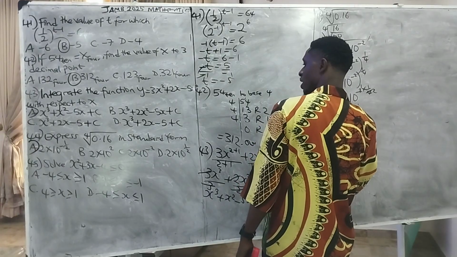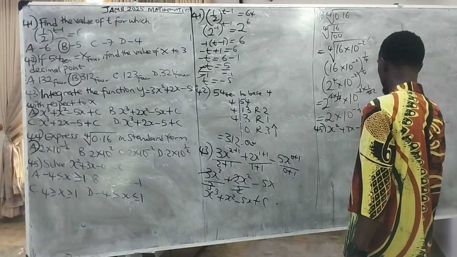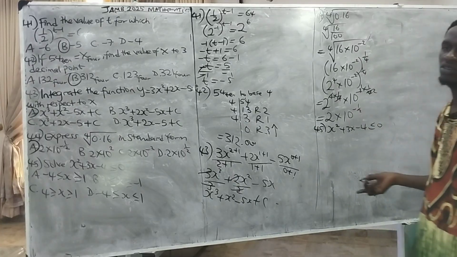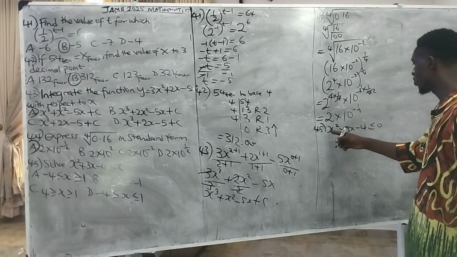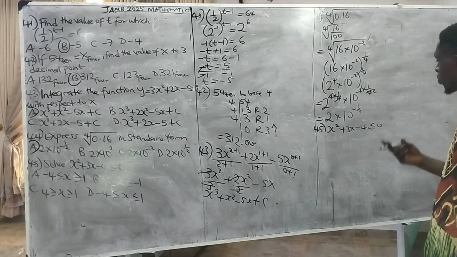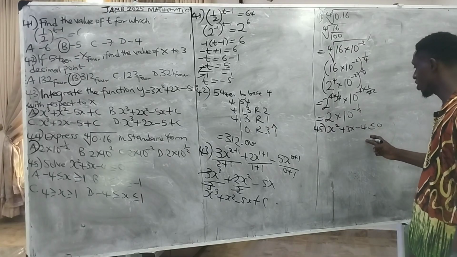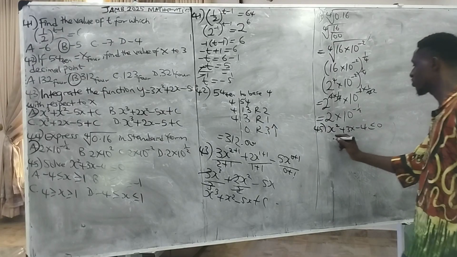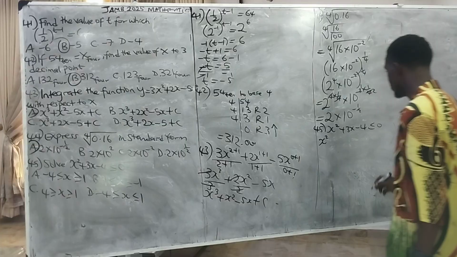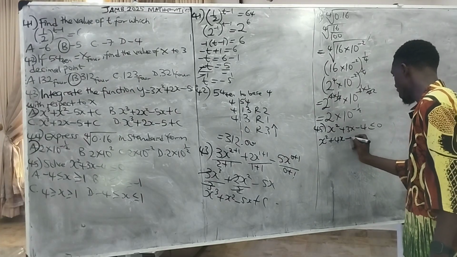So we have x squared plus 3x minus 4. This is a quadratic inequality. X squared times minus 4 is minus 4x squared. Look for two factors that when you multiply, you get minus 4x squared, but when you add, you get 3x. So the two factors should be plus 4x and minus x.